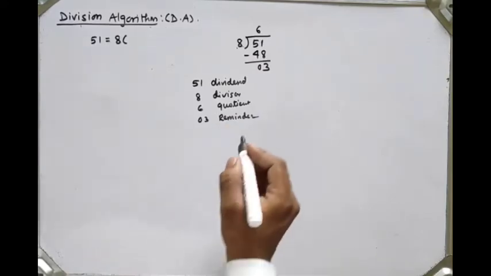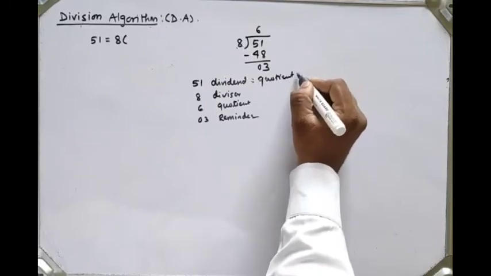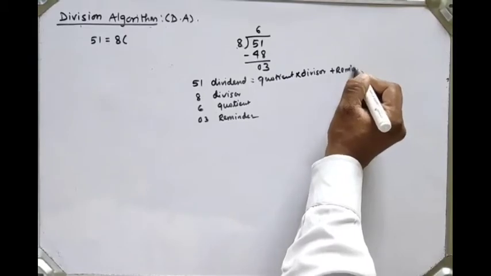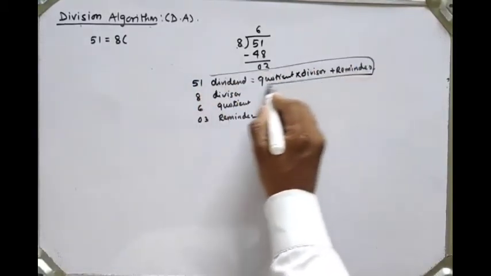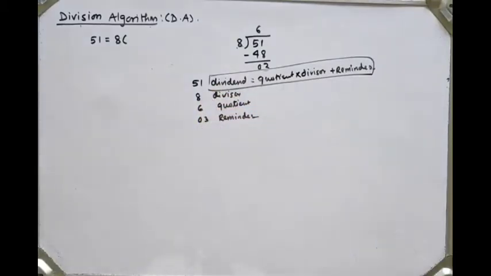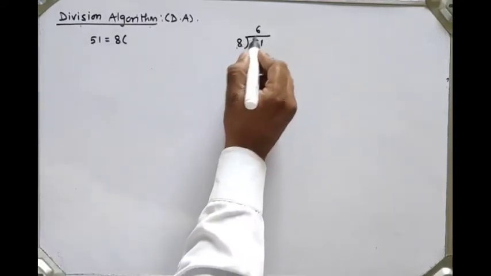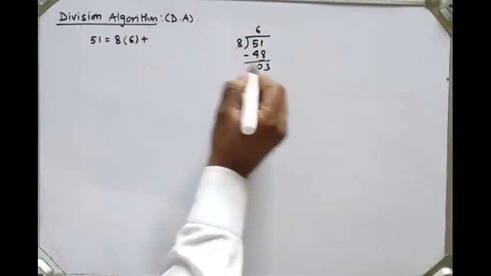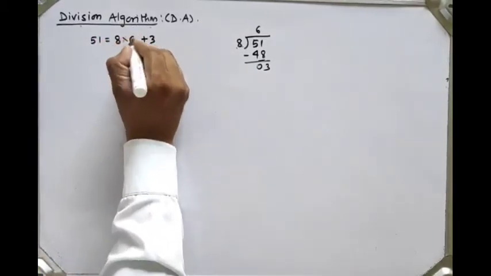So we have the equation: dividend is equal to quotient into divisor plus remainder. So write down this equation. 51 is equal to 8 into 6 plus remainder 3. Here I write it in multiplication form.